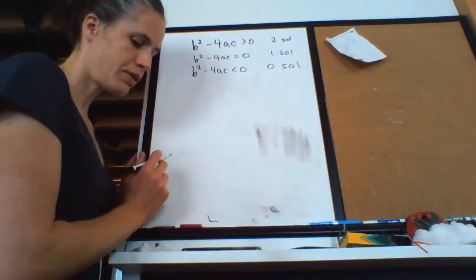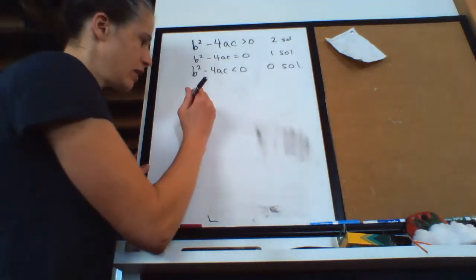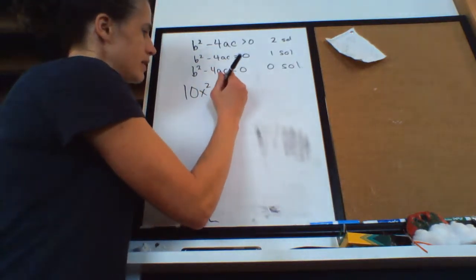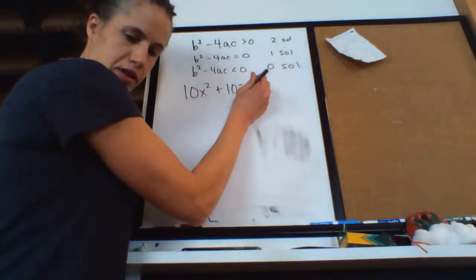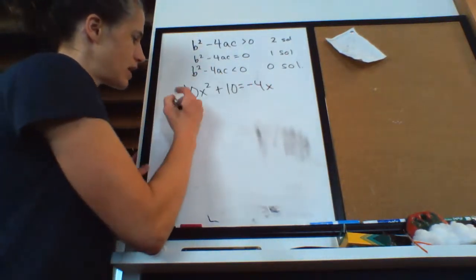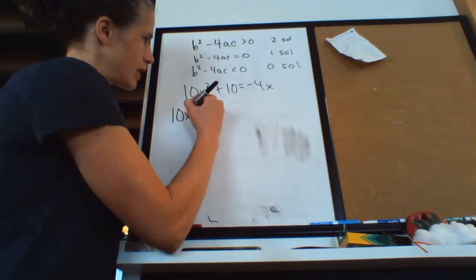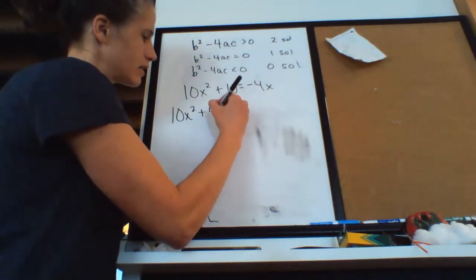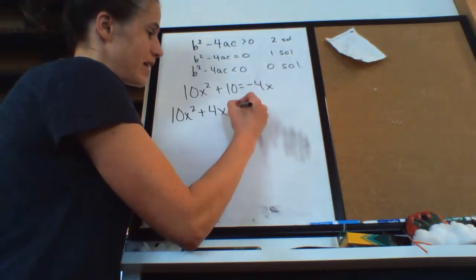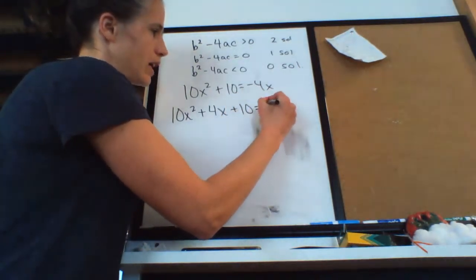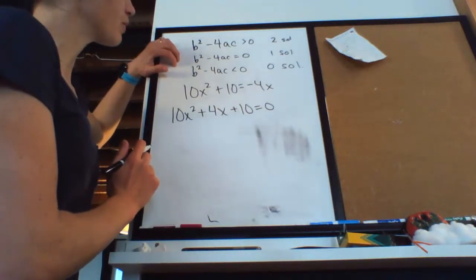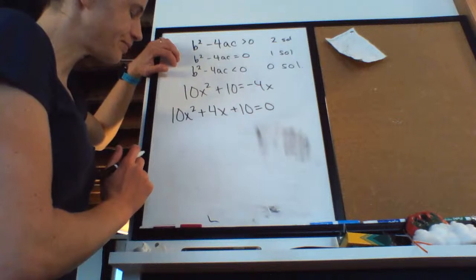Okay, so let's say we have the equation 10x squared plus 10 equals negative 4x, okay? First thing, I want everything on one side, so I'm going to bring that over. 10x squared plus 4x plus 10 equals 0, right? So now I'm going to just plug it in to this equation right here, okay?